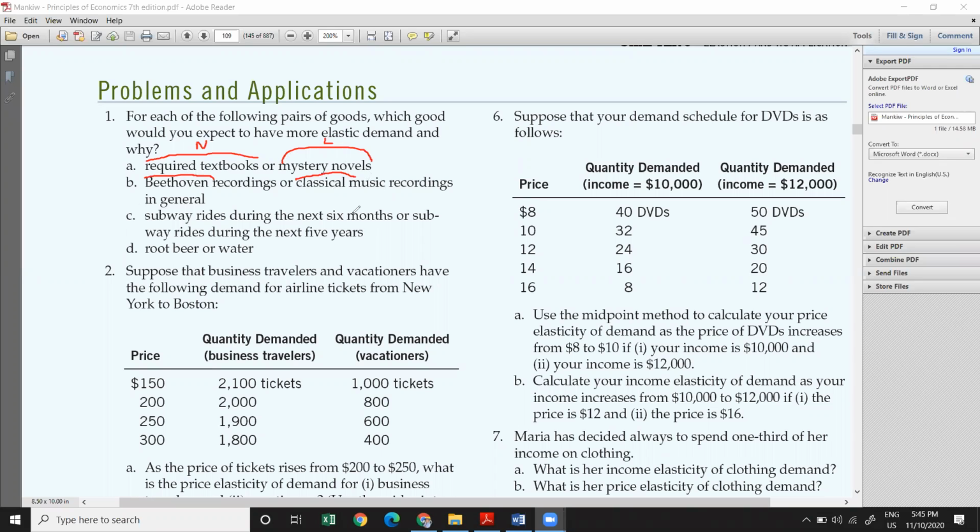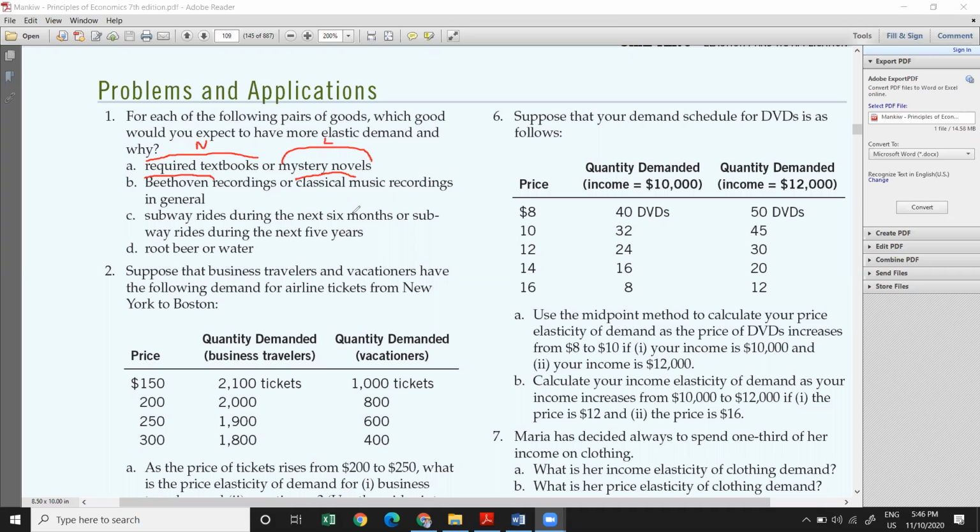Subway rides during the next 6 months and subway rides during the next 5 years. Subway rides during the next 5 years have more elastic demand than subway rides during the next 6 months. Goods have more elastic demand over a long time horizon. If the fare for the subway ride rose temporarily, consumers could not switch to other forms of transportation without great expense or great inconvenience.